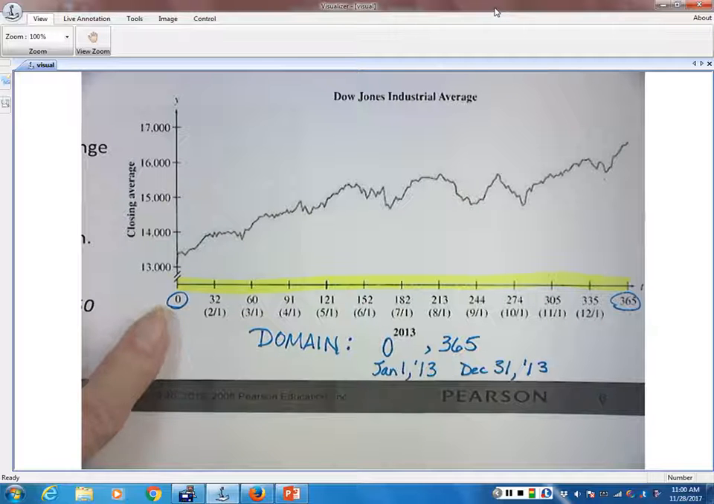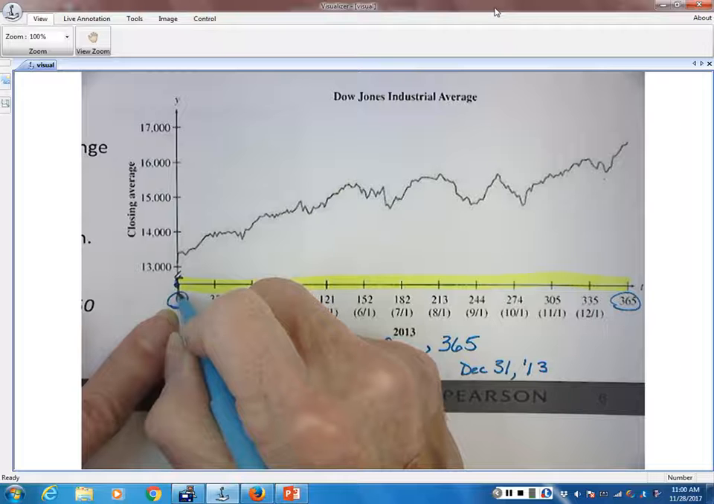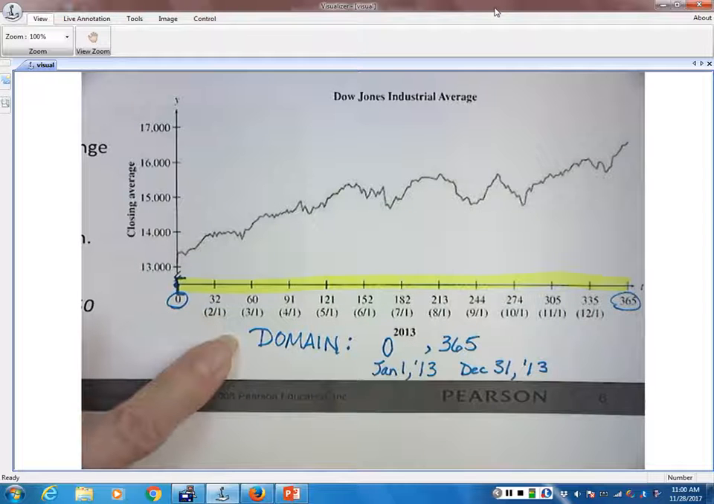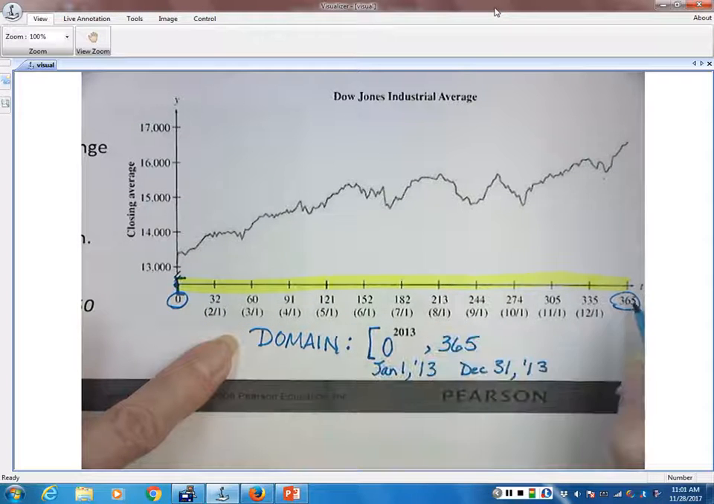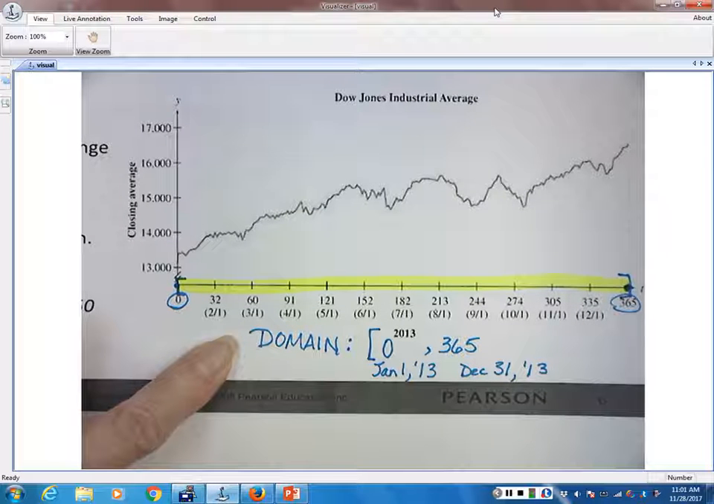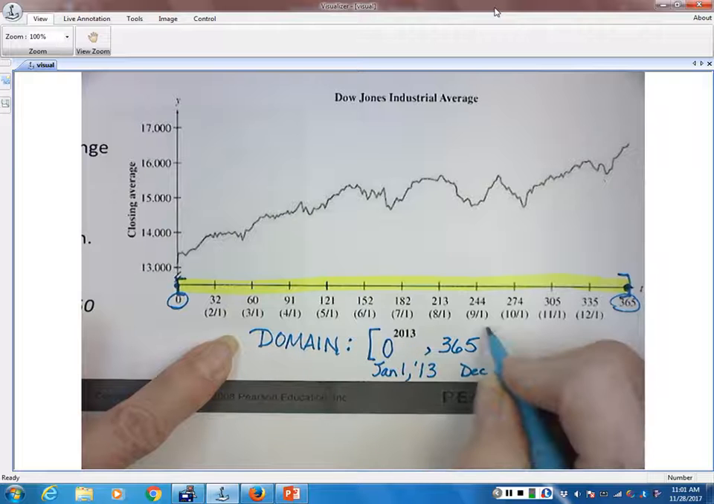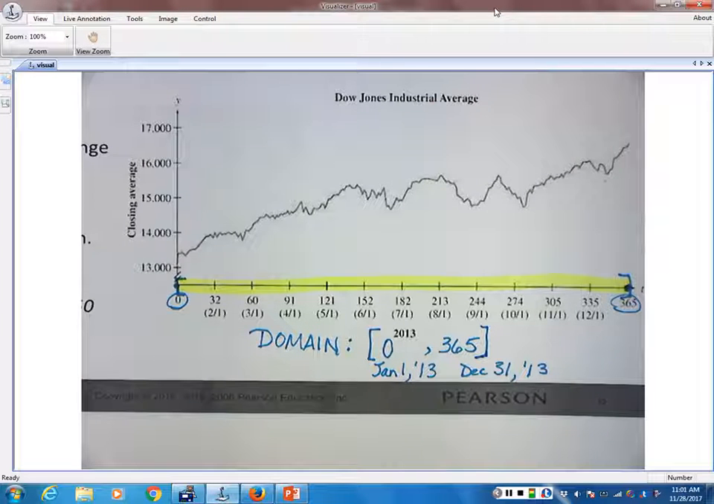And since the domain includes the value 0, we will use something called a square bracket. And it also includes the number 365, so we'll use a square bracket. Those closed circles that I put in there mean those values, the very beginning and the very end value, are part of the domain. Then we talk about the range.